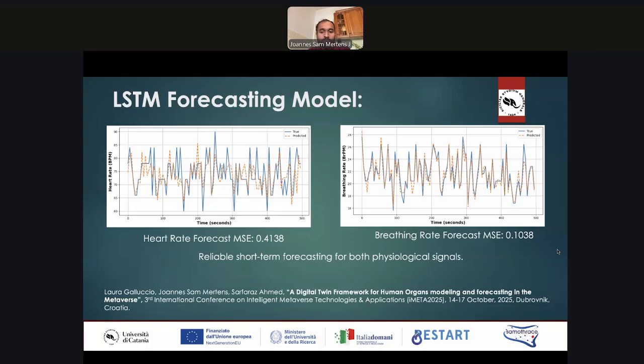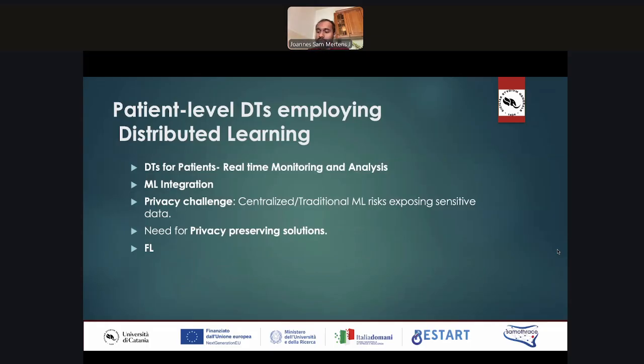And this work was recently presented at the Conference on Intelligent Metaverse Technology and Applications that was held in Croatia last month. And moving to the next topic, so far we saw the organ-level digital twins, meaning that we had digital twins for each organ. So now we have a digital twin for each patient.